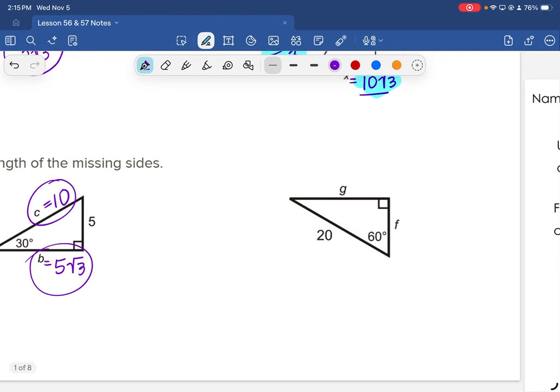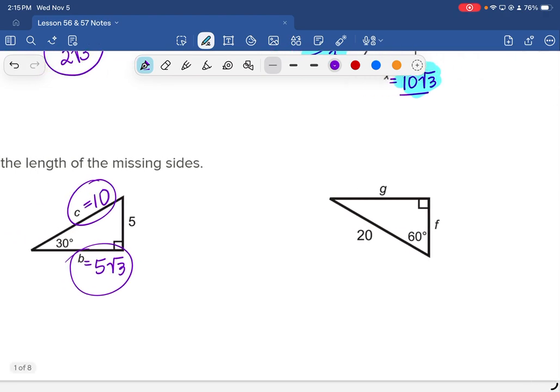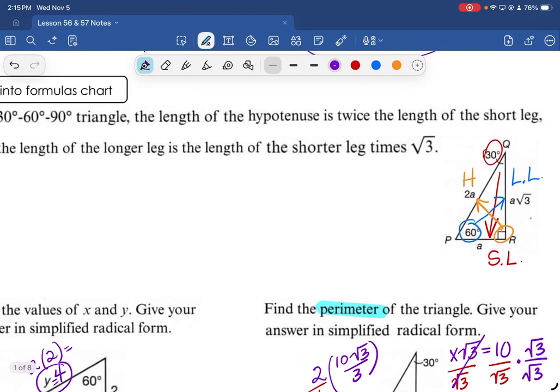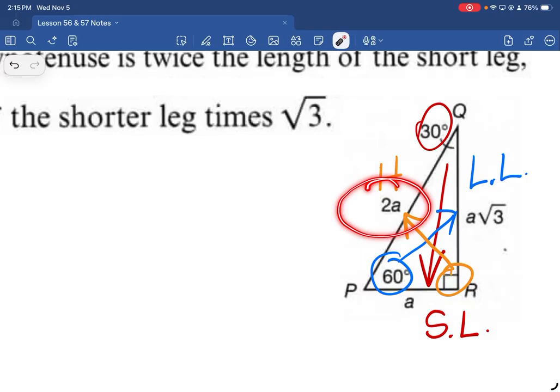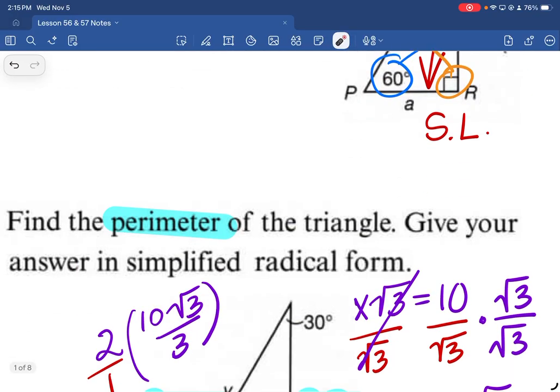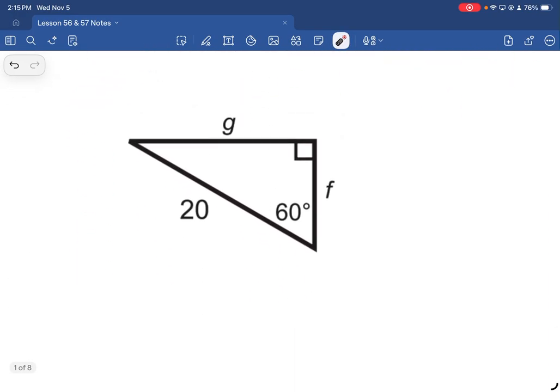Okay, moving on over here. They did not give me the short leg this time. What did they give me? Hypotenuse. Yes, they gave me the hypotenuse. What is the hypotenuse equal to in that formula triangle up above in the notes? No, it's 2. See, the hypotenuse is 2a or 2x. So you just plug in the 20 as A.